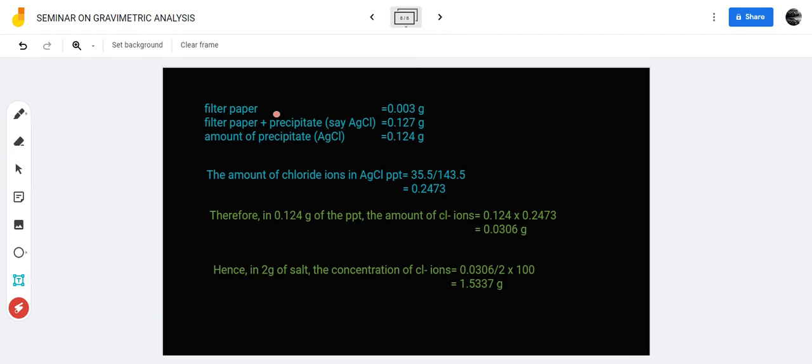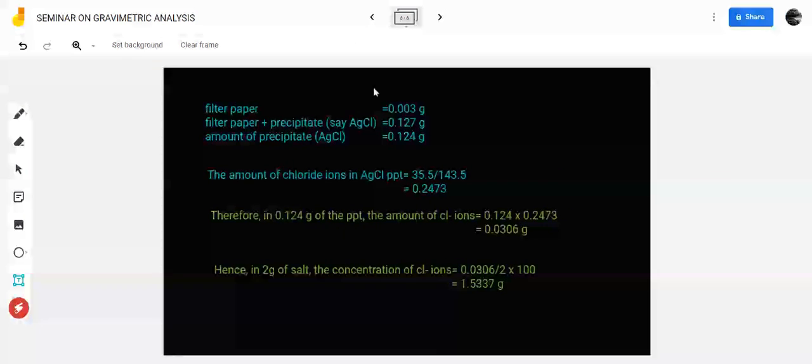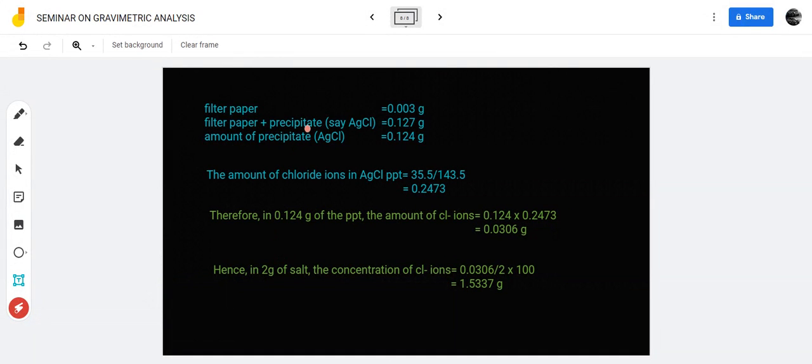The weight of the filter paper is initially recorded. Then from this area you collect the mass of the filter paper along with the precipitate. On subtracting, you will get the mass of the AgCl alone, say for an example, I have taken silver chloride here. It is an insoluble thing, that is a precipitate, and the value will be noted.